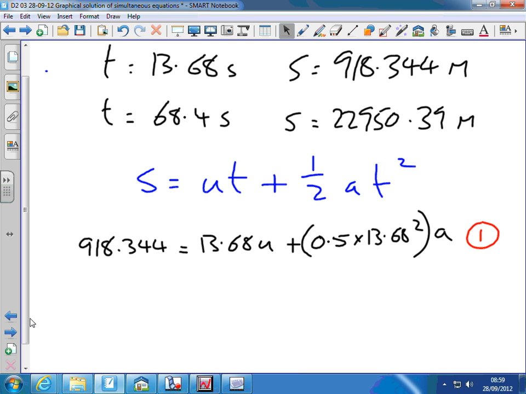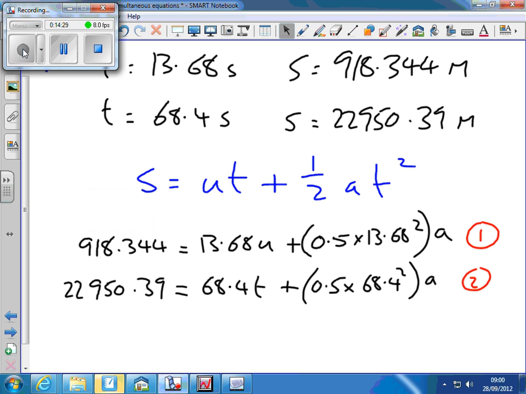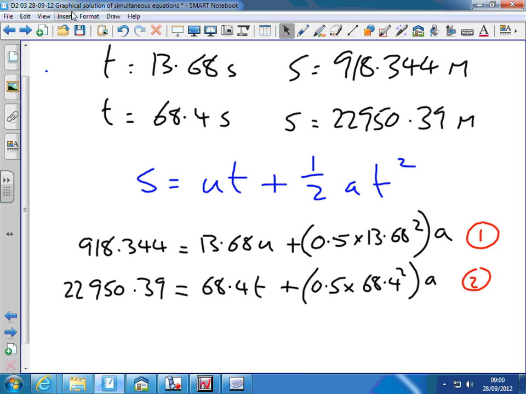What about the second equation? Just write down what the second equation would look like. So second equation will be this. Now we want to try and solve it. Well, we're not going to attempt to do this algebraically. What we're going to do is plot it on Autograph, okay? Work out the numbers as far as you go.